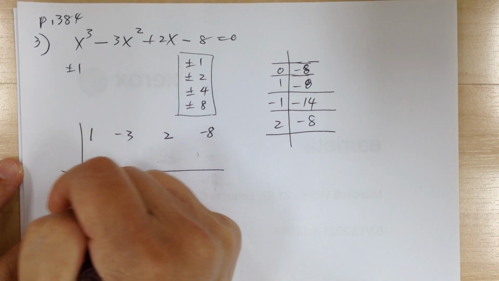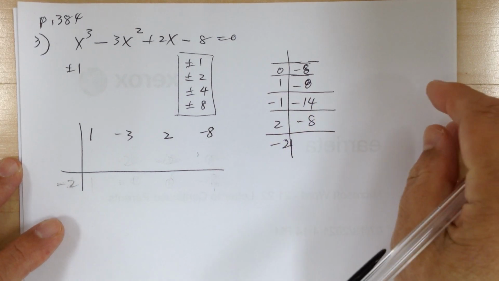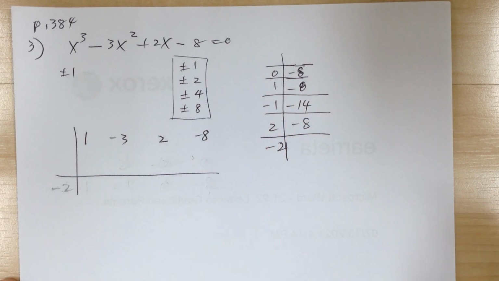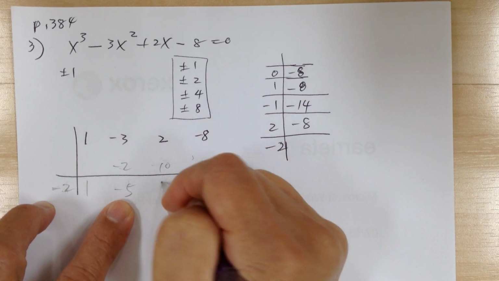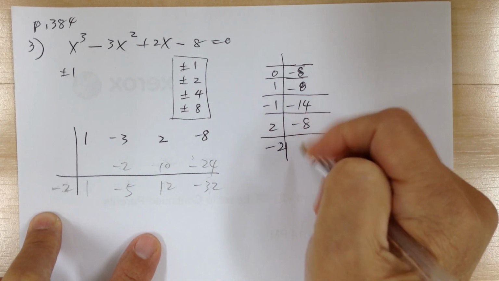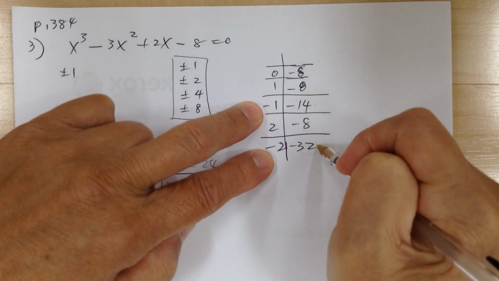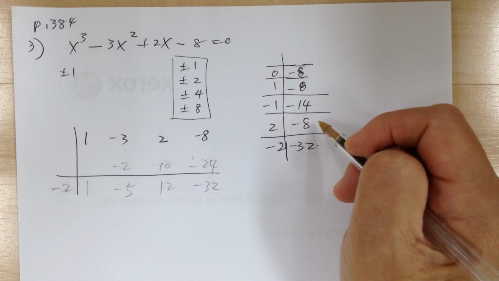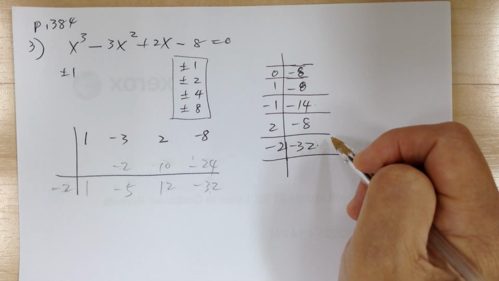So try negative 2 next. You have to keep track of what you try and the result. So make sure you have these. Drop, multiply, you add, multiply, you add, multiply, you add. So when you try negative 2, you get negative 32. So it looks like this is going the wrong direction. That means you have to go in a positive direction. But if you don't know that, just keep trying.